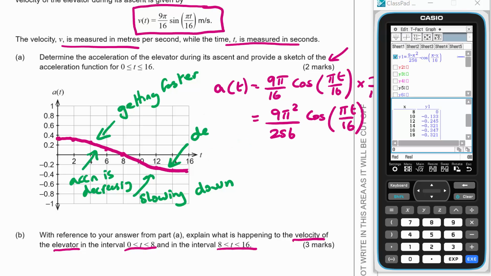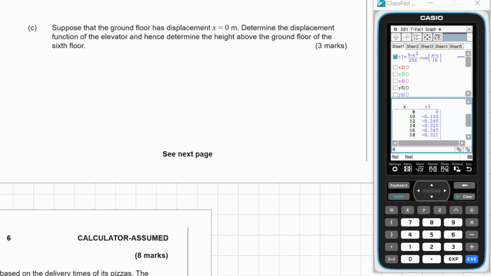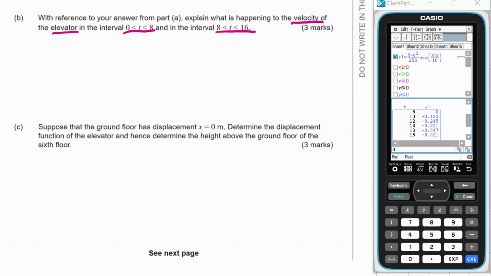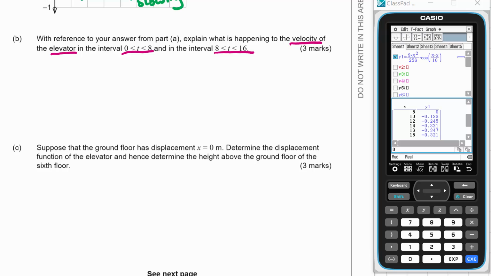So deceleration increasing because it's getting more negative. So the rate at which it's slowing down is increasing as we go there. So suppose the ground floor has displacement x equals 0 meters. Determine the displacement function of the elevator and hence determine the height above the ground floor.